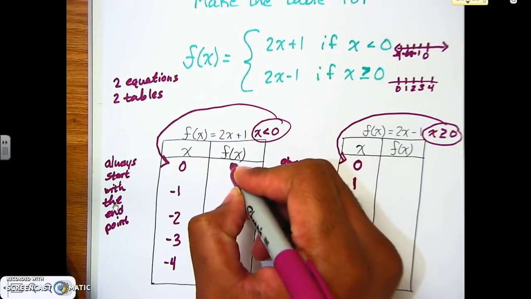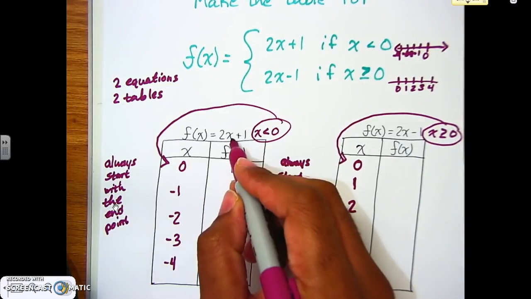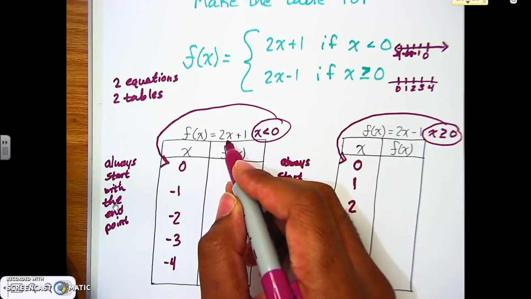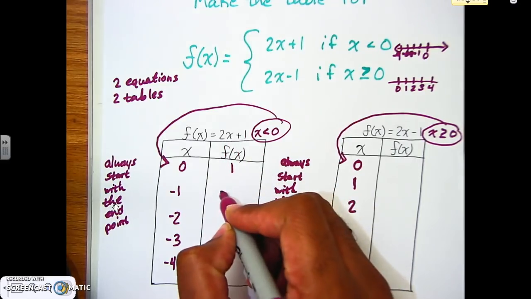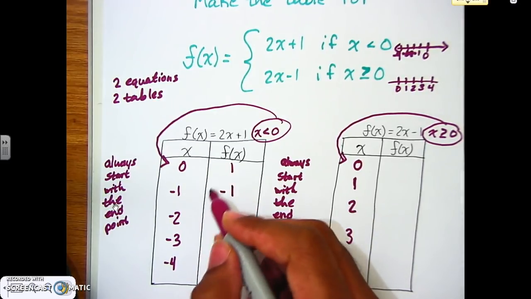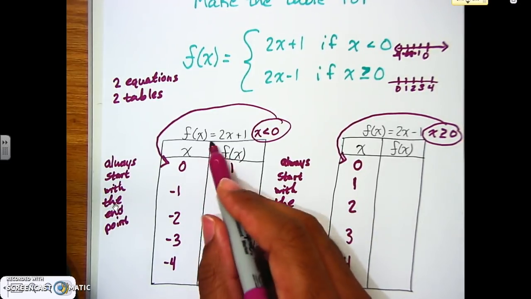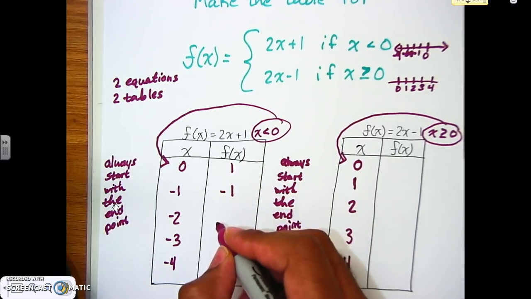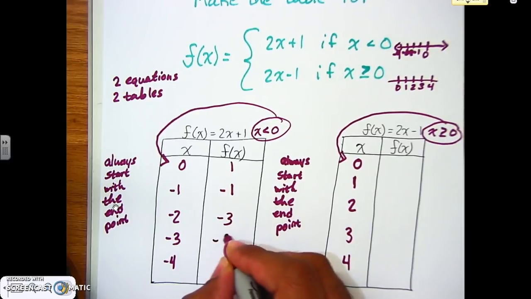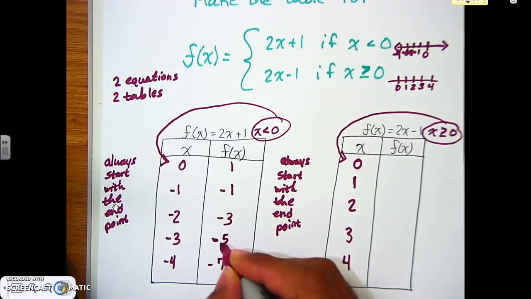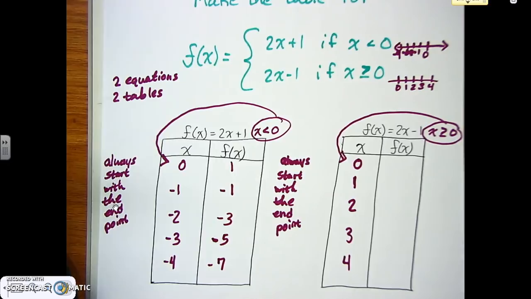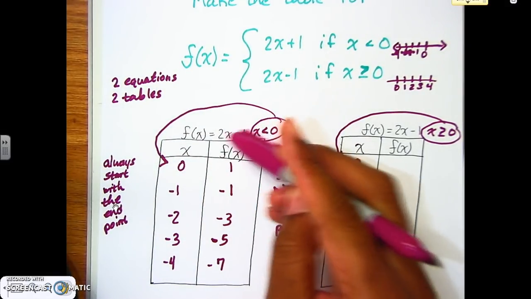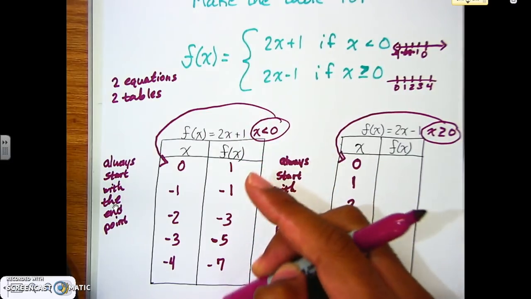But if we put 0 in for x right here, that'd be 2 times 0, which is 0, plus 1, which is 1. Put -1 in for x here. 2 times -1 is -2, plus 1 is -1. Then -2 we put in there. 2 times -2 plus 1 gives me -3. And -5 and -7. And again, you can put that in the calculator. And all we're doing is taking these values and substituting in for x. And find your f of x value and put it in there.